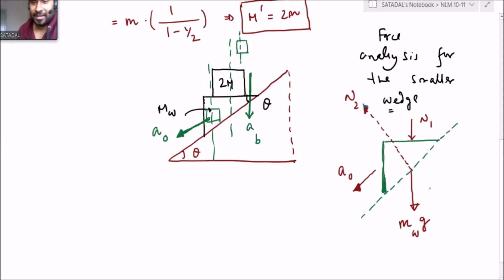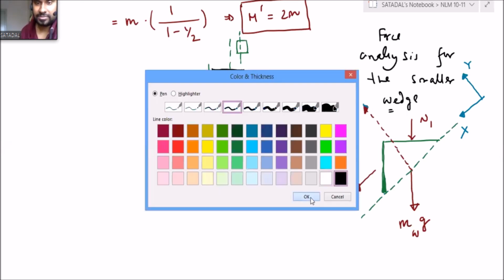Chalo. So now let me consider the axis along this line. This is X and this is Y. Okay, clear? So now let us divide the components.